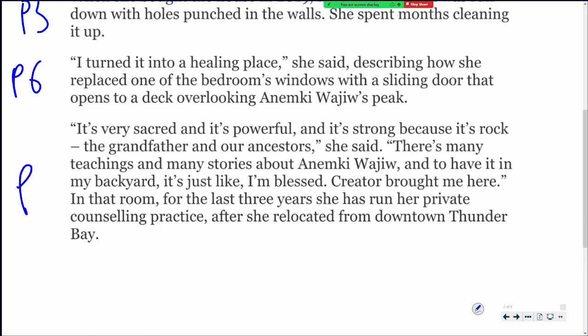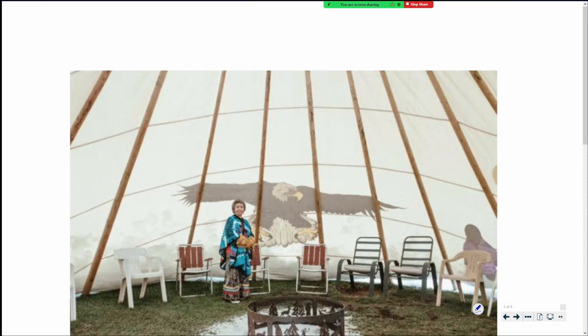So she's a counselor or a therapist, and she runs this private practice, which means that people pay for her services. They come to her as a healer or a therapist, counselor, and they pay for that service. But I think that the healing place, the teepee, and the space she has outside, I believe that she's not charging money for that, and that's like a free service that she's offering to her community.